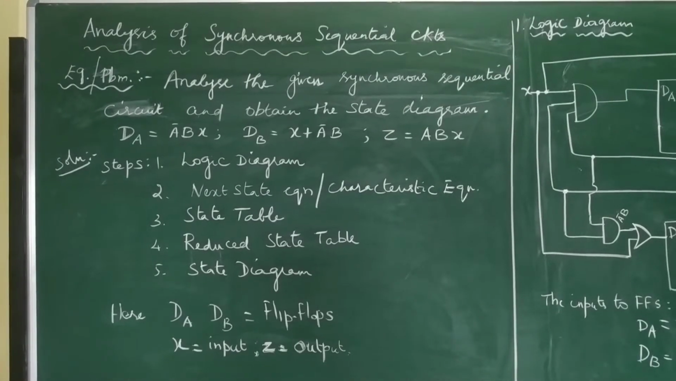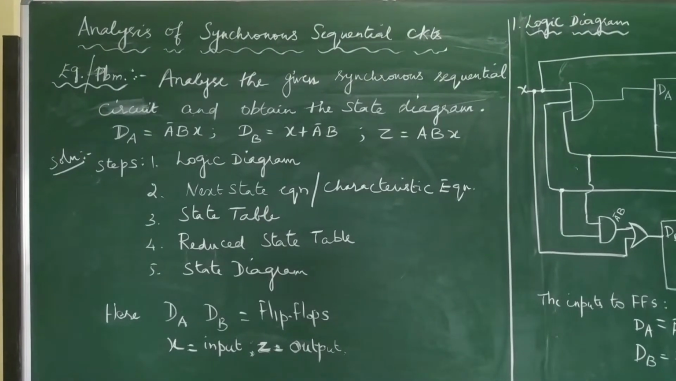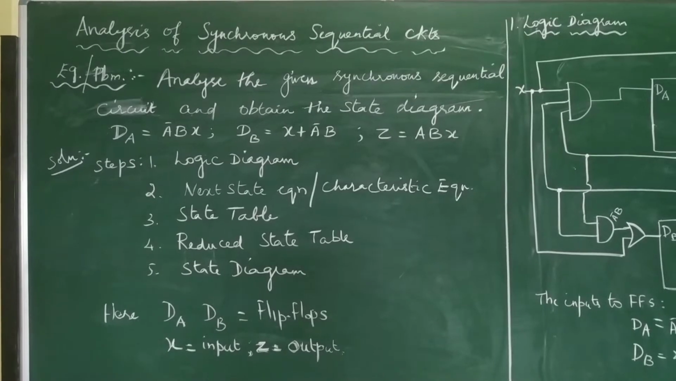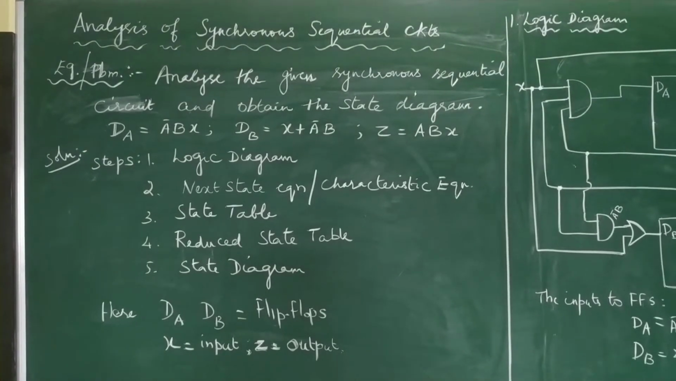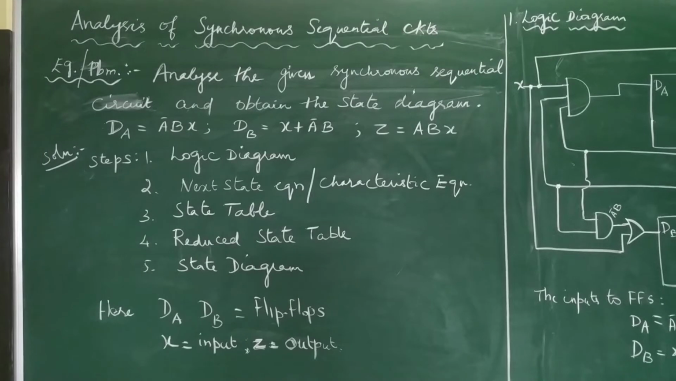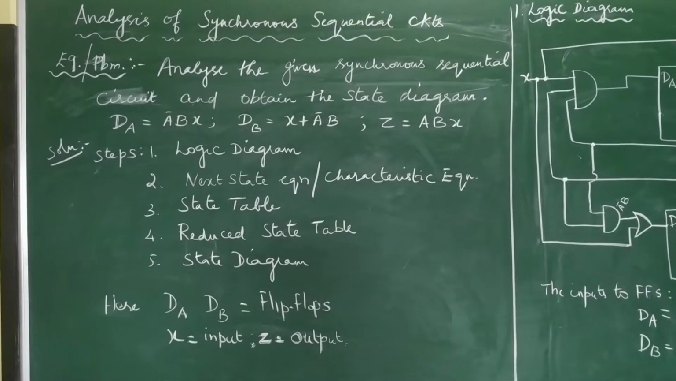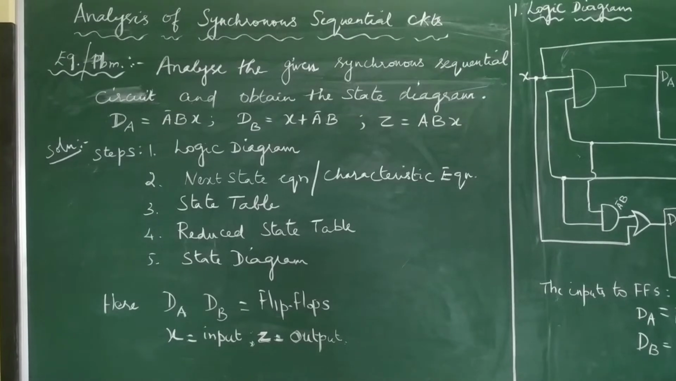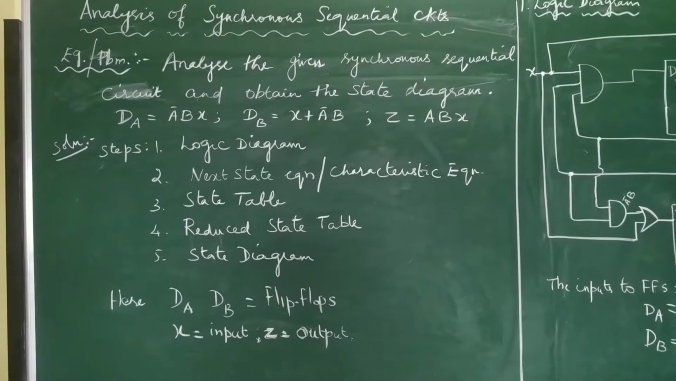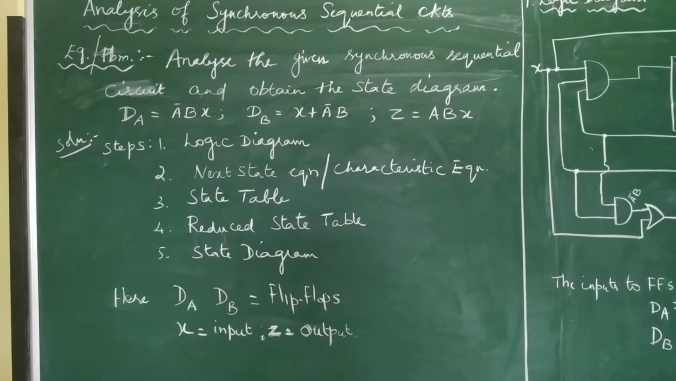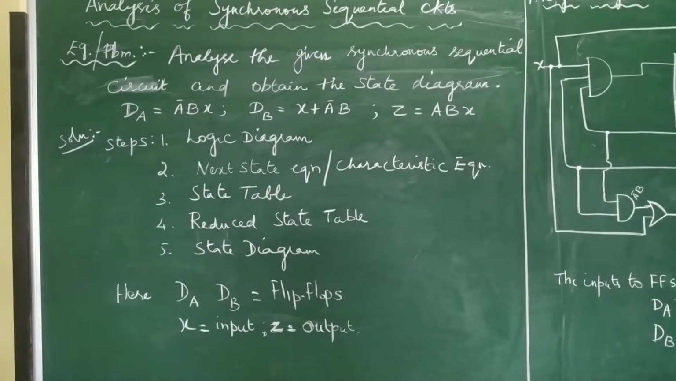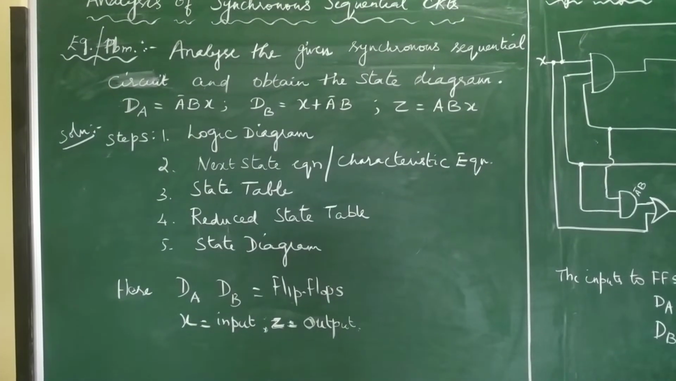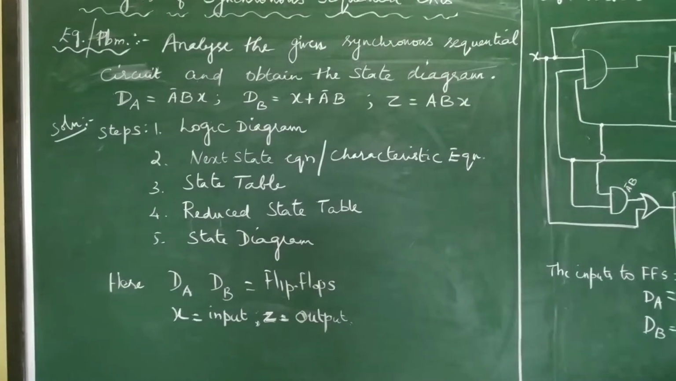Hi viewers, this is a problem to explain analysis of synchronous sequential circuits. The problem that I have taken as an example is to analyze for dA is equal to A bar Bx, dB is equal to x plus A bar B, Z is equal to ABx. dA, dB are the flip-flops, x is the input to the circuit or flip-flop, Z is the output.